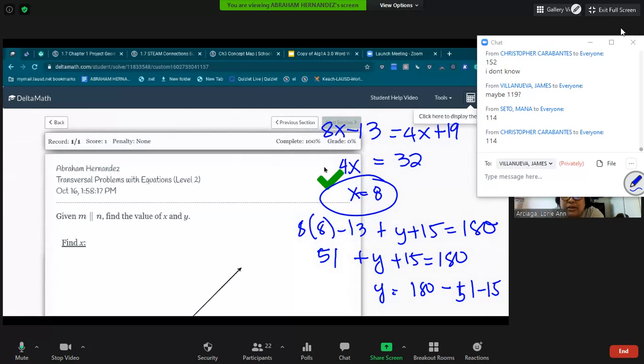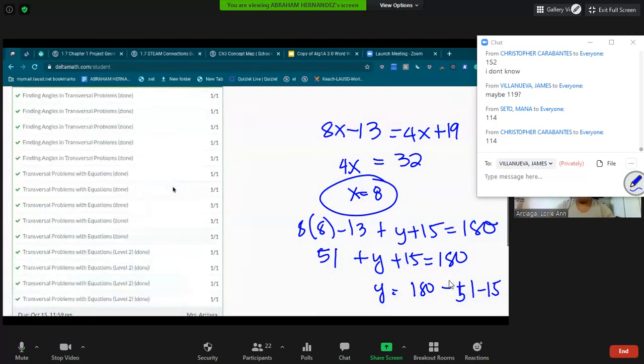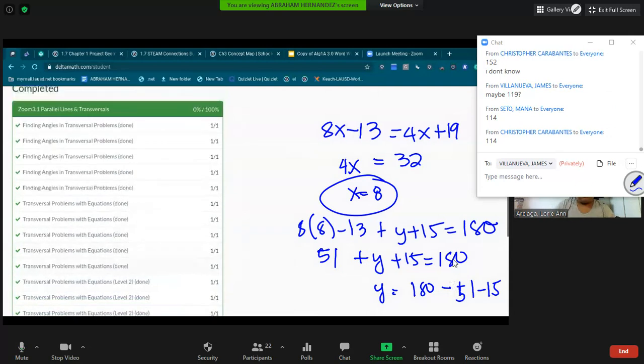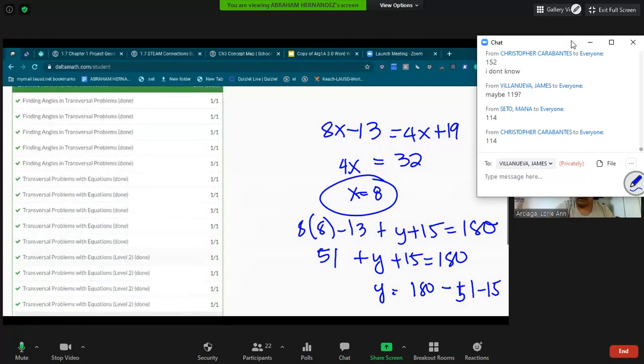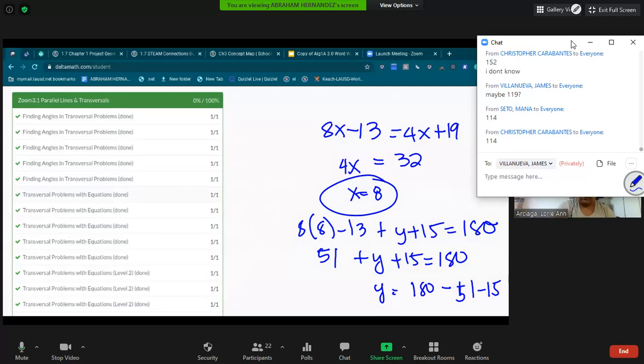All right. Oh, that's the last one? This is 100% completed already. All right. So those are practice on how to identify the type of angle they form, because the type of angle will determine how you will set up your equation. So sometimes we make them equal to 180, sometimes we make them congruent to each other. Okay? So that's how you find angles formed by transversals.